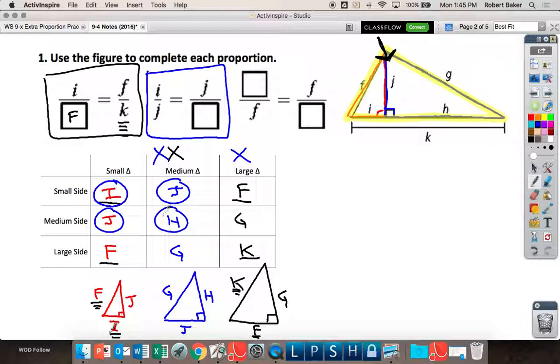So they did I over J, which is short over short, and then they chose J, and the corresponding length for J would be H. It's a matching game, like what will work and what will not work. They don't tell you which two triangles are related because you have three of them.